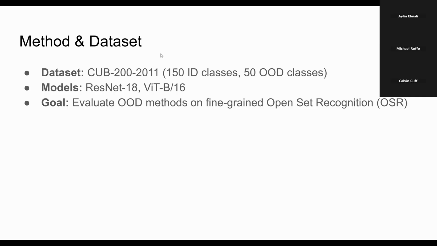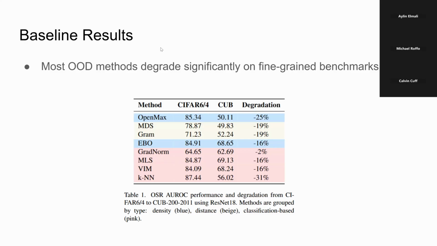For our baseline results, we hypothesized that these OOD methods would degrade in performance as fine-grained data is more of a challenge, and so our results met our expectations. We can see a degradation in performance on fine-grained benchmarks.